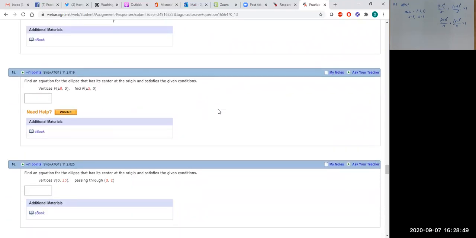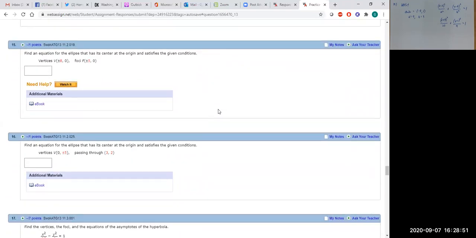So now, new kind of problem. Number 15, they give us some information and ask for the equation. They tell us the two vertices, plus or minus 8, which means negative 8, 0, and 8, 0. And then they give us the foci, plus or minus 5, 0. So it's like negative 5, 0, and then 5, 0.